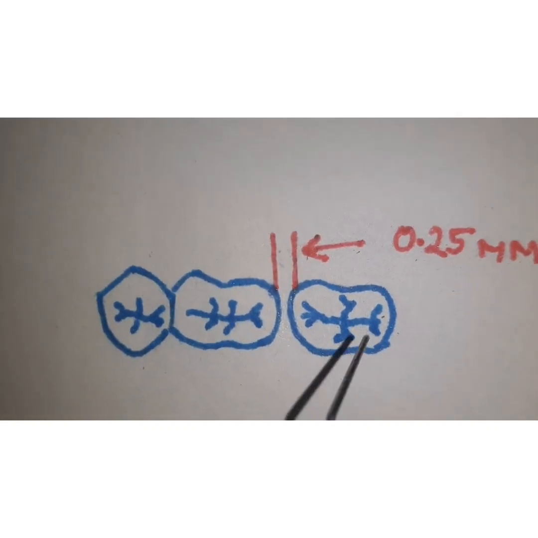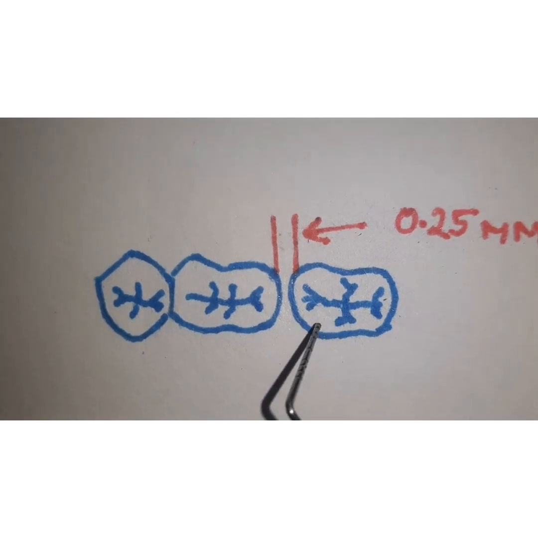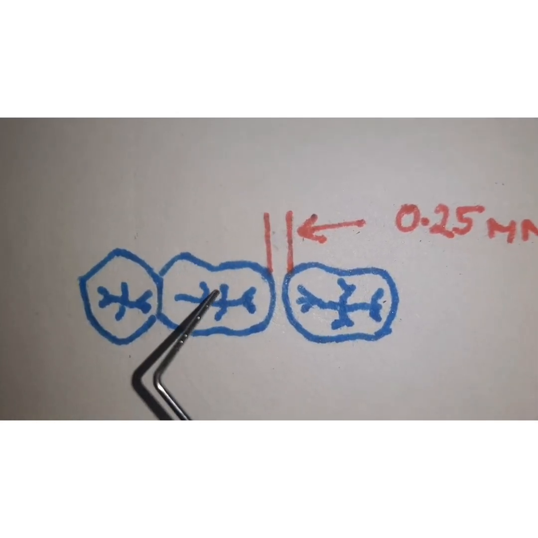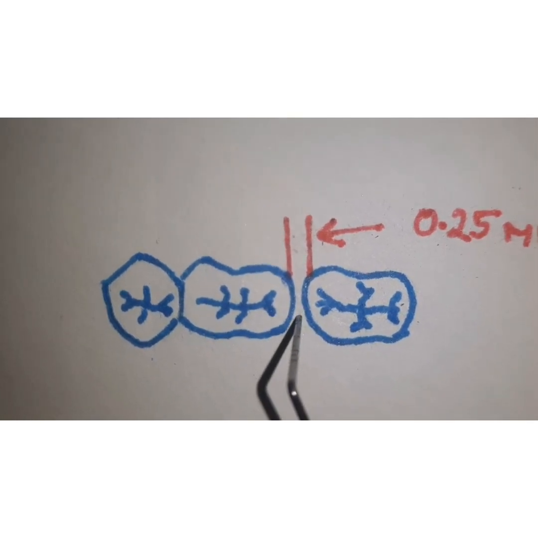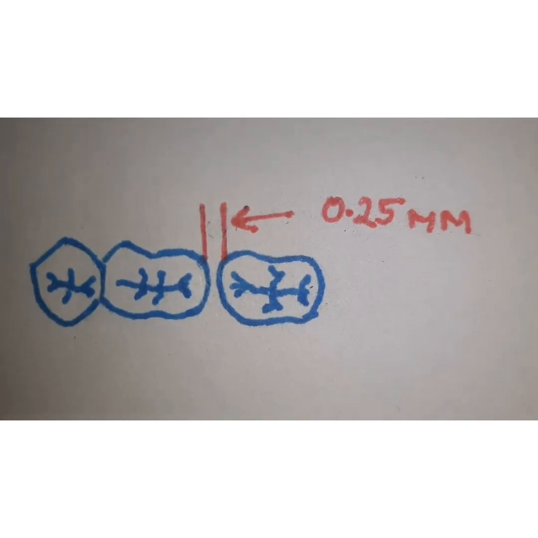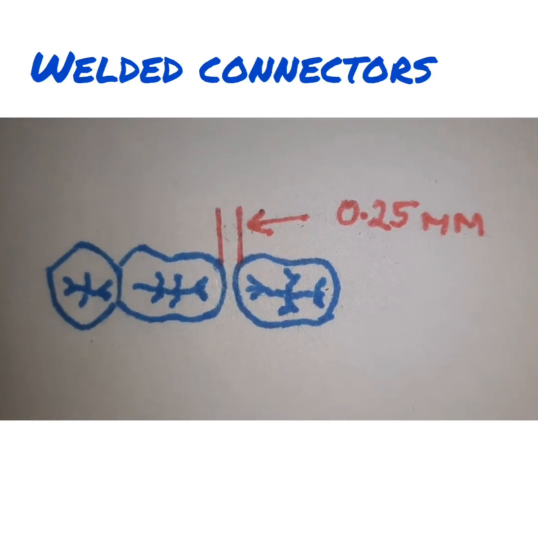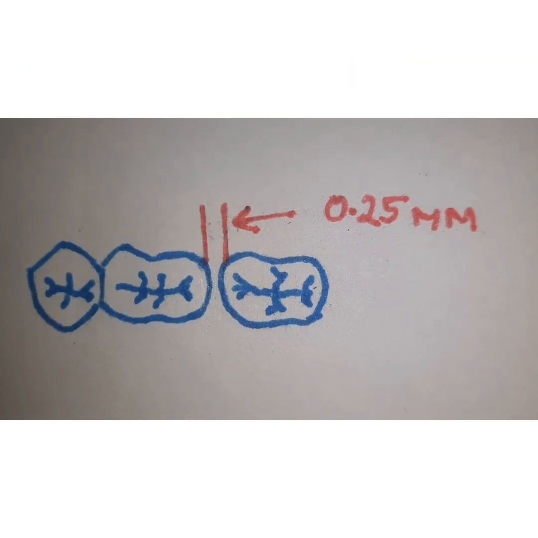Suppose this is a complete metal part of the retainer, and you have this pontic which is a metal ceramic. If these are individually made, then you can use a soldering procedure to join them. The next type of connectors are the welded connectors, which are another method of rigidly joining the metal parts.